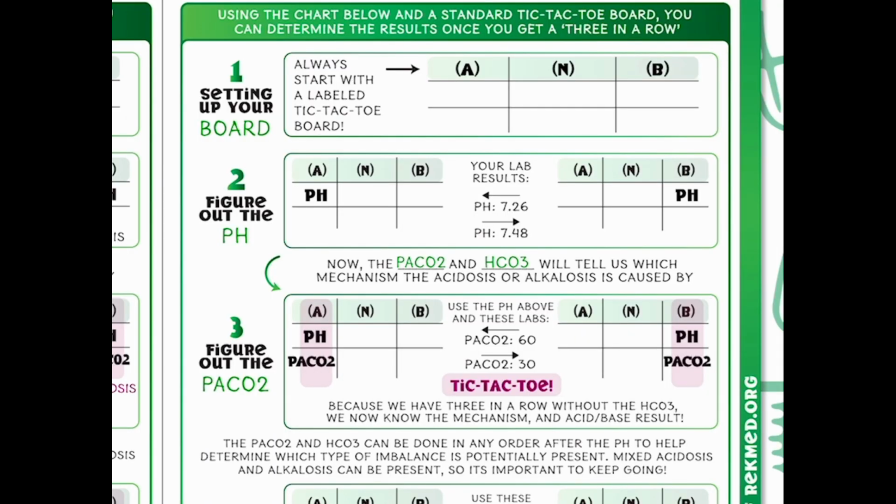But this PaCO2 and HCO3 can be done in any order after this pH to help them determine which imbalance is potentially present. We can have a mix of acidosis and alkalosis as well, and it's important to make sure that we utilize all of our ABG labs.